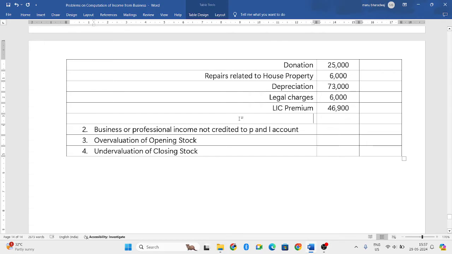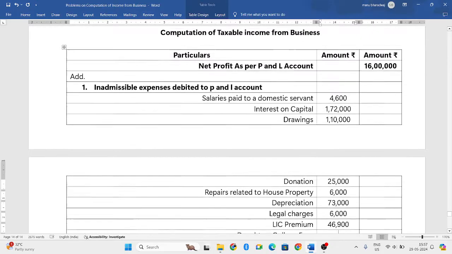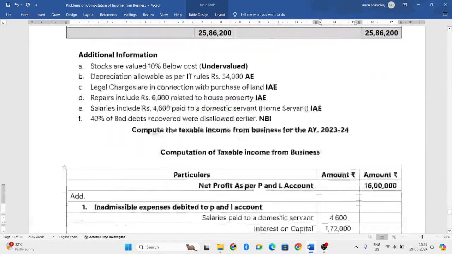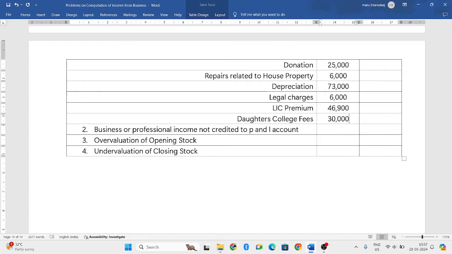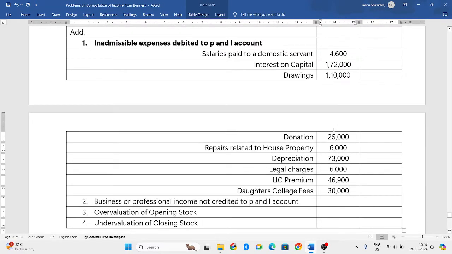Daughter's college fees: how much is it? It is 30,000, which is completely inadmissible. Now let us add all these things. 4,600 plus 1,72,000 plus 1,10,000 plus 25,000 plus 6,000 plus 73,000 plus 6,000 plus 46,900 plus 30,000, we will get a value of 4,73,500.